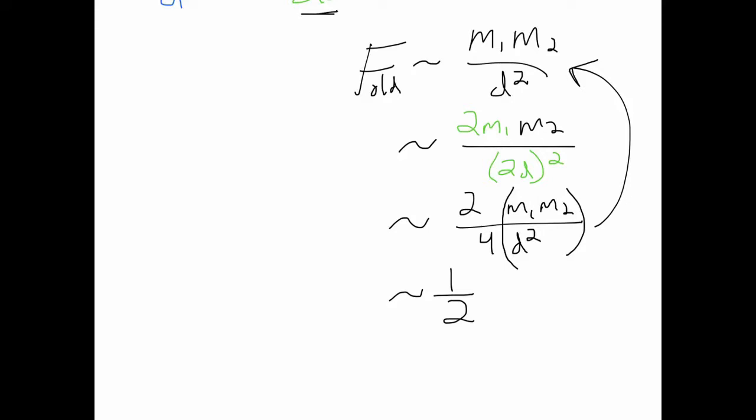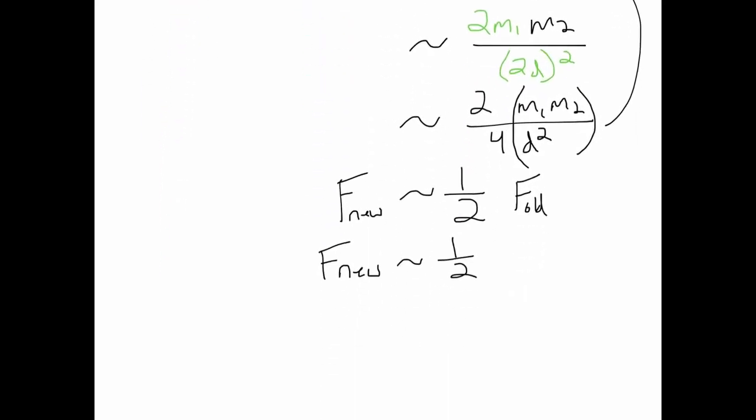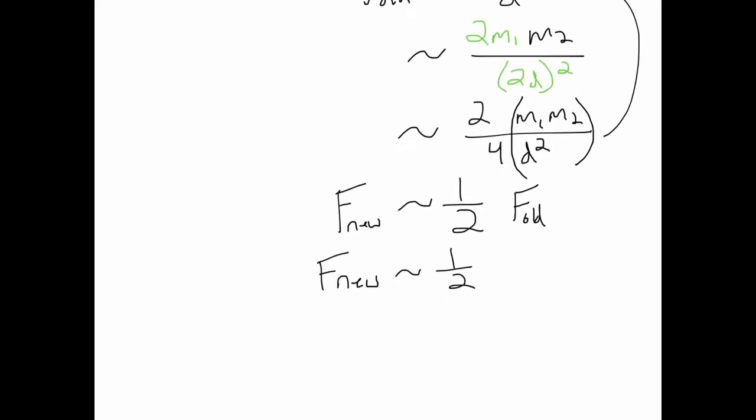Now since m1 m2 over d squared is my old force, that's what it used to weigh, the new force is going to be 1/2 of what that old force was. Alright, so let's look at that new force. He used to weigh, let's double check again, 1,000 newtons. So 1/2 of 1,000 newtons is 500 newtons.